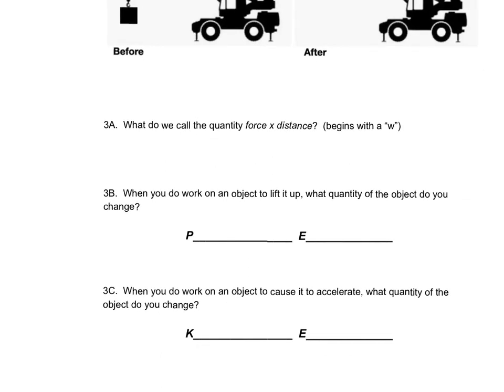So what do we call the quantity force times distance? And I'll leave this, begins with W in here. I'll leave that in on your quiz. That just orients you to the content. So we're talking about work, the precise physics definition of work. The units of it for us will be joules if we're applying a force in newtons over a distance of meters. When you do work on an object to lift it up, what quantity of the object do you change?